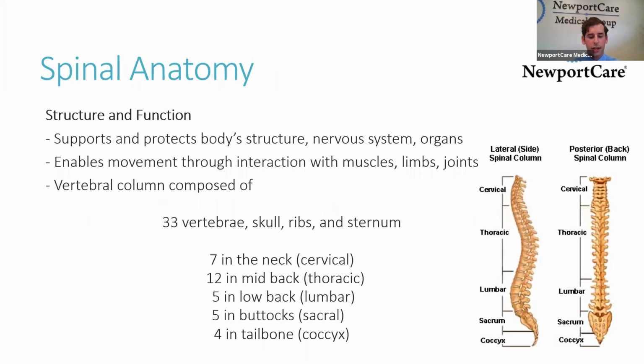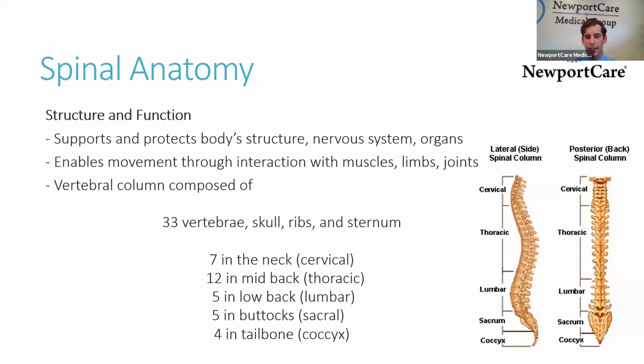So to best identify some of the causes of neck and back pain, it's also helpful for us to understand more of a foundation of the spinal anatomy, so we know what's being disrupted by these various causes. One of the jobs of the spine is to support and protect the structure of the body, the nervous system, and the organs. The spine allows for movement through the interaction with various muscles, limbs, and joints. And the vertebral column is composed of 33 vertebrae, skull, ribs, and sternum.